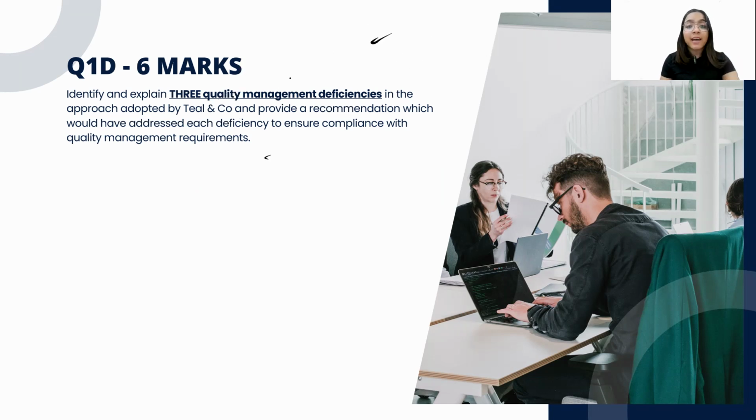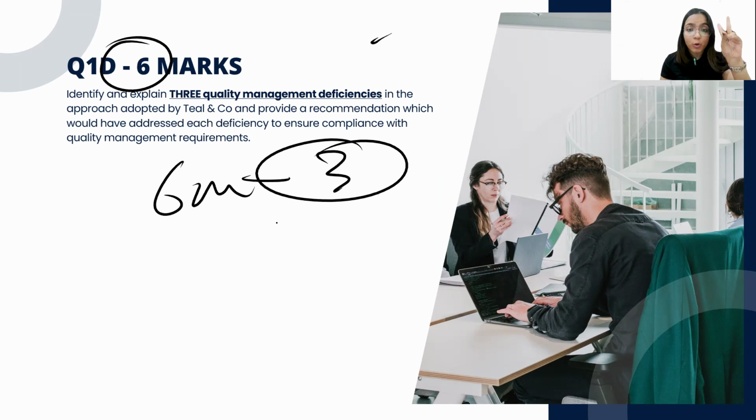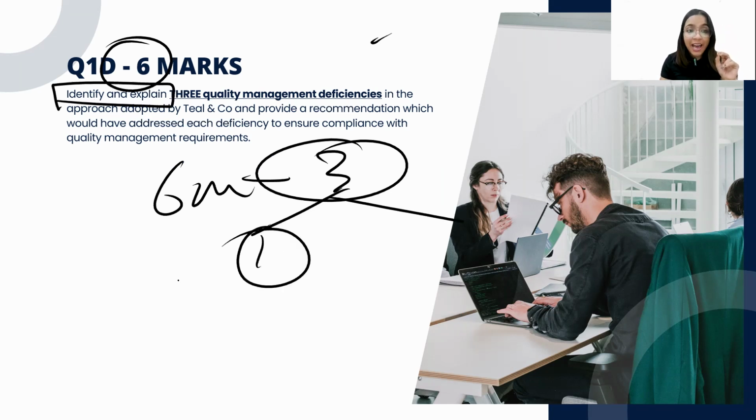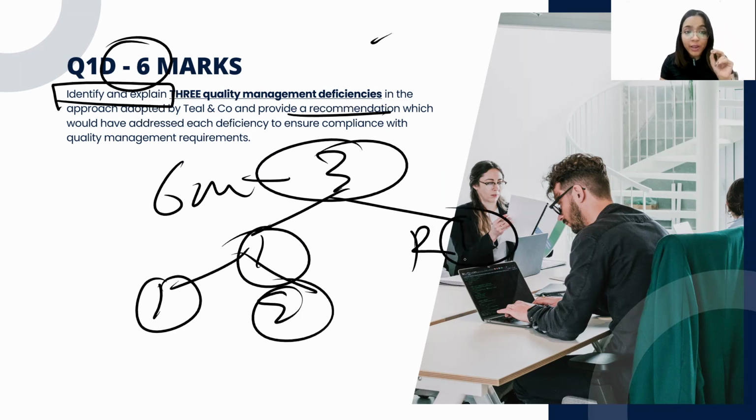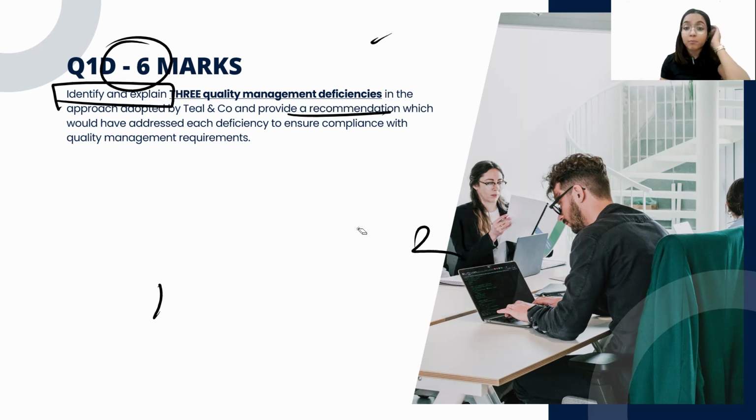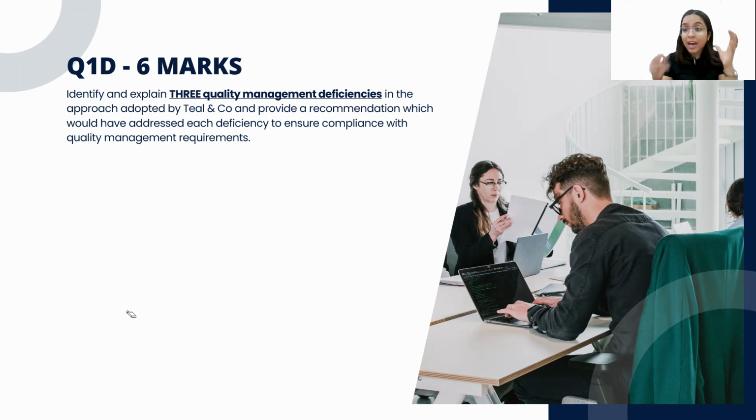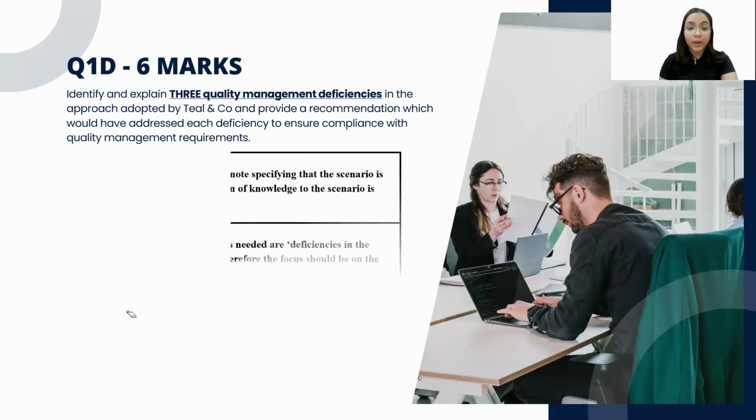Guys, understand the marks distribution as well. 6 marks, 3 issues, okay? 1 for the identification and explanation, and 1 for recommendation. So this was not at all a difficult question, but you need to understand how much do I have to write and what I need to write. What was the perspective? Okay.